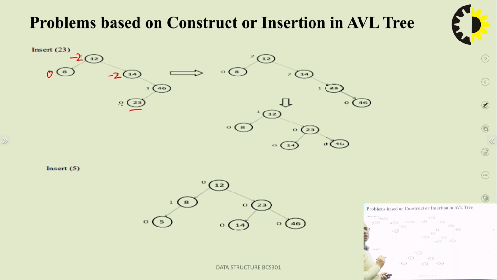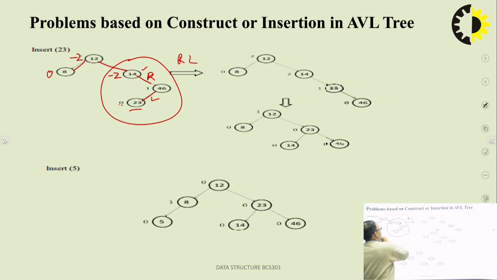So in this case, what will happen? Two nodes have unbalanced factors, 14 and 12. In this situation, we will adjust the balance factor of 14. After adjusting the balance factor of 14, the balance factor of 12 will already be adjusted. So this is a right and this is a left, so RL rotation will be performed in the context of this particular tree.